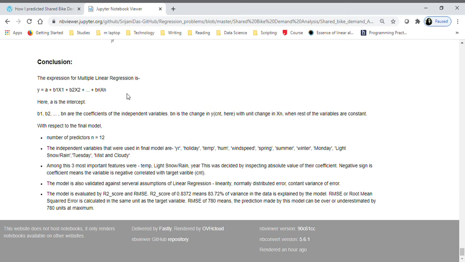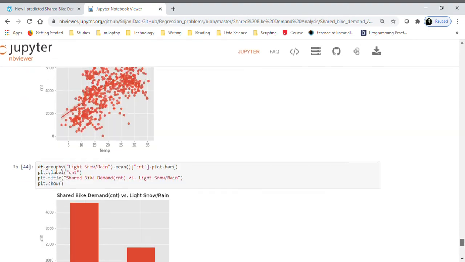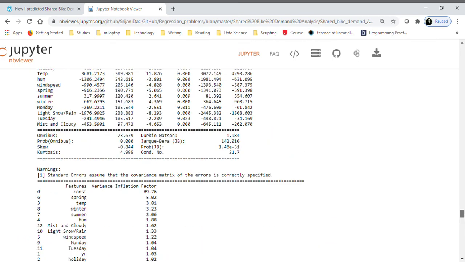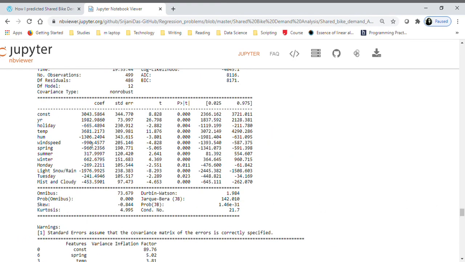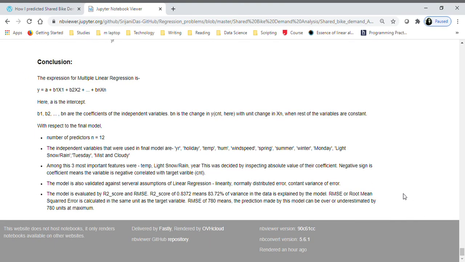This I have found from the value of the coefficients, because when I am building a linear regression model and checking the OLS summary, it will also give me the value of the coefficients. I can quickly go back to any of the models and show from there that these are the features and these are the coefficients. Whichever has the highest absolute value is the most significant one. So the top three important features are temperature, light snow or rain, and year, decided by inspecting the absolute value of the coefficients. A negative sign on a coefficient means they are negatively related but they are still related; if one is increasing, the other one will decrease.